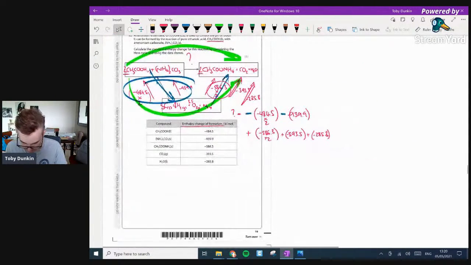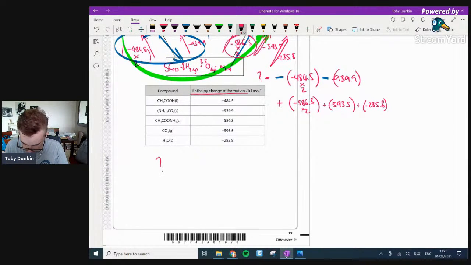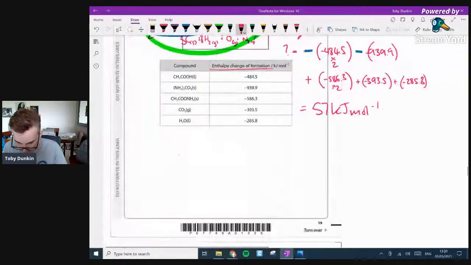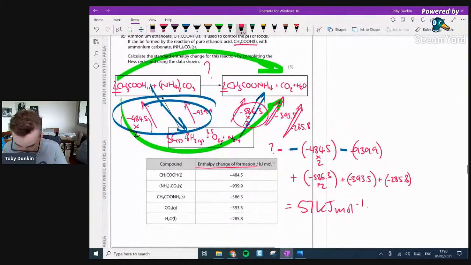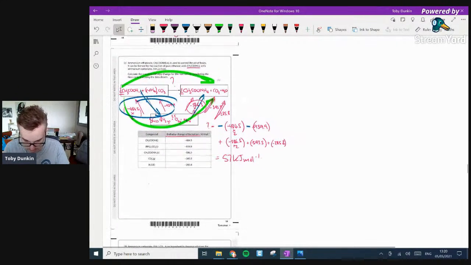The answer is 57. So the answer, question mark, equals 57 kilojoules per mole. I would have written that all in the space in my real exam. It's just I needed to be able to see the question, and on my tablet, this is the best way of doing it. So I hope that makes sense to everyone. Seems very reasonable to me.